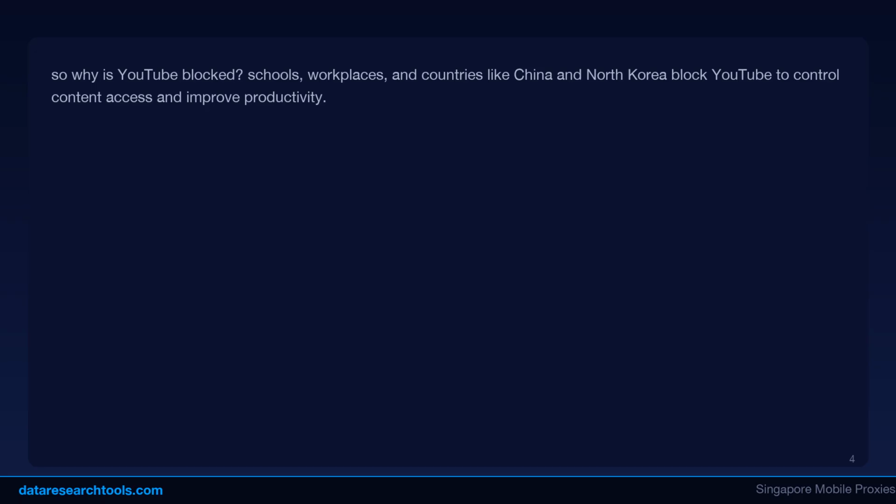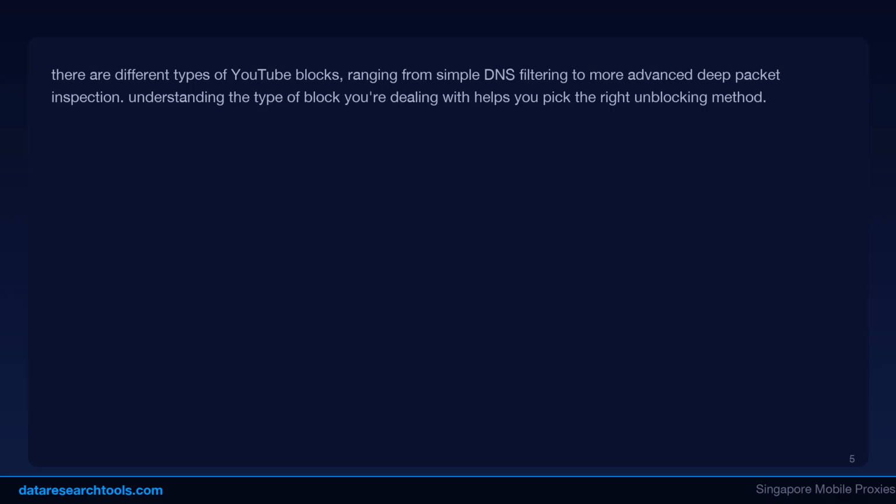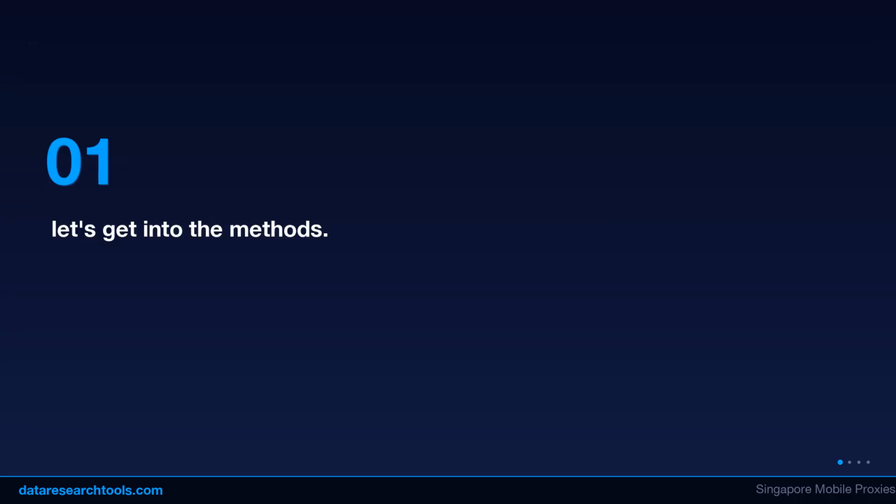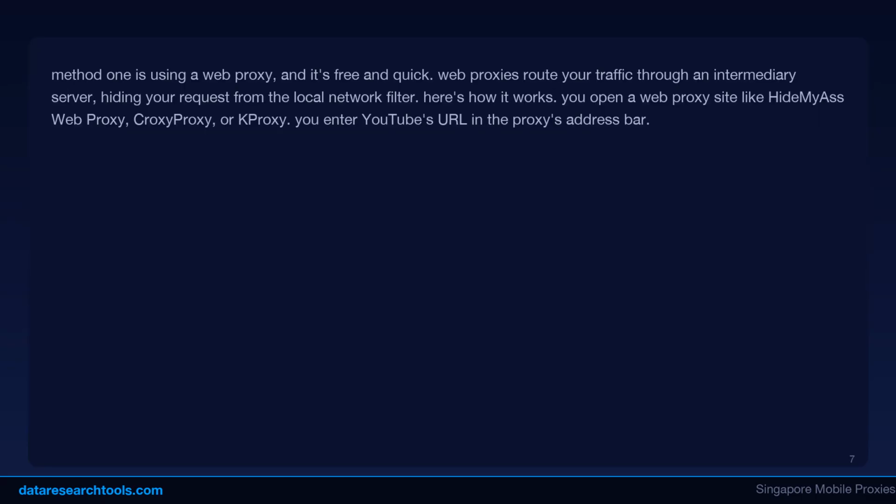So why is YouTube blocked? YouTube is blocked for several reasons. Government censorship is one, where countries like China, Iran, and North Korea block YouTube to control information. School and workplace restrictions are another, where administrators block YouTube to prevent distraction. Network-level filtering is also common, where ISPs or network operators block access based on government orders or organizational policy.